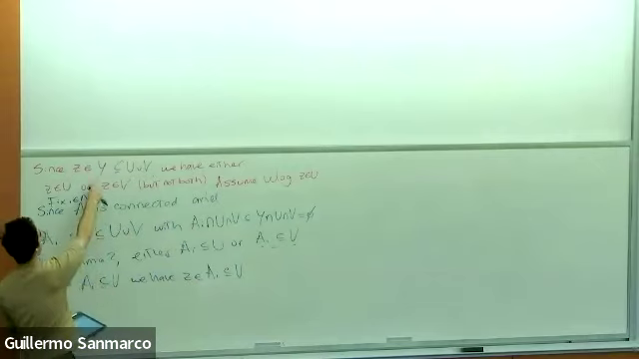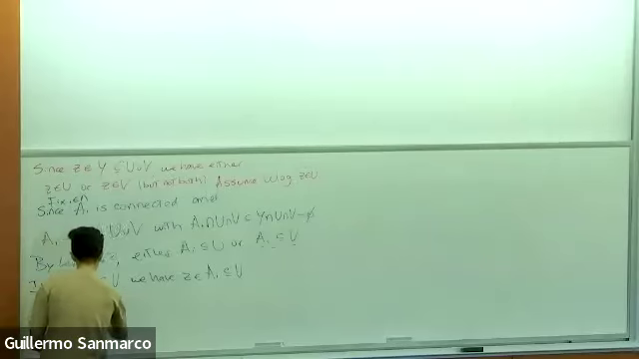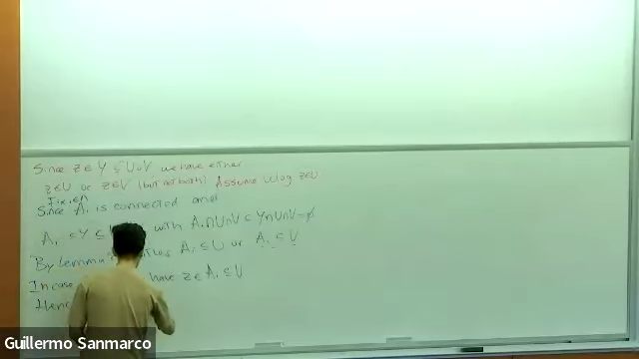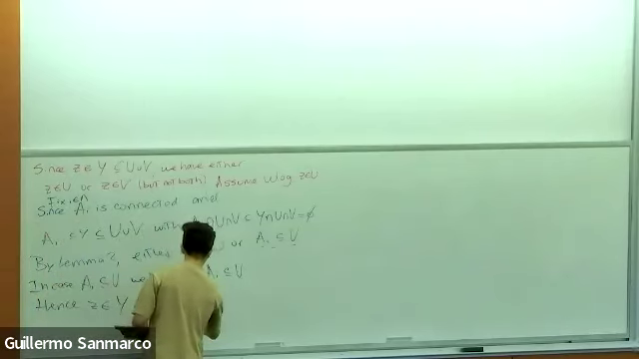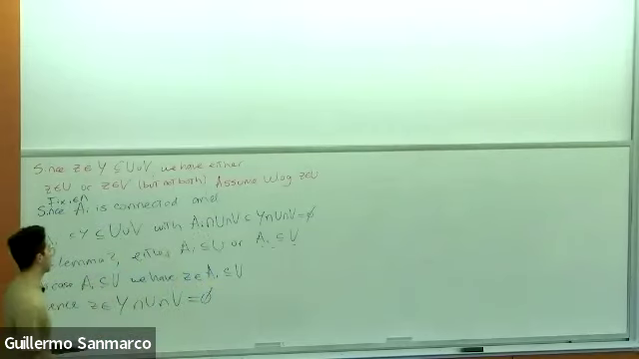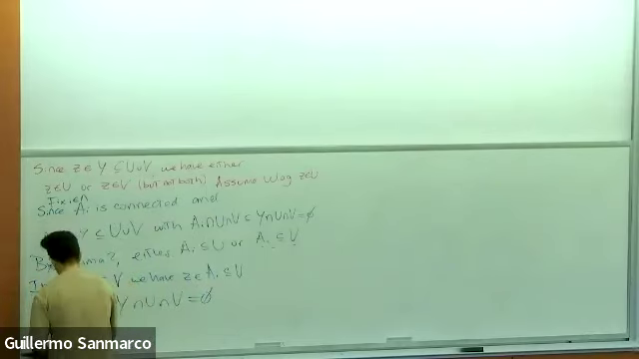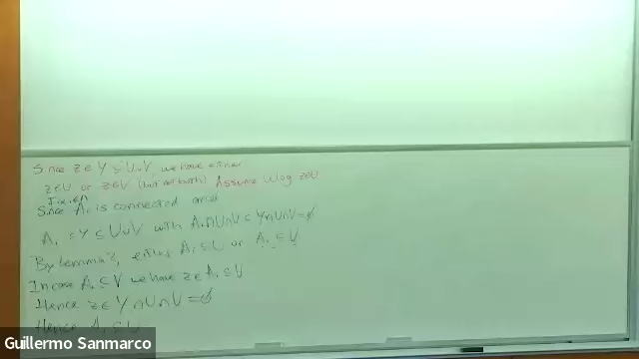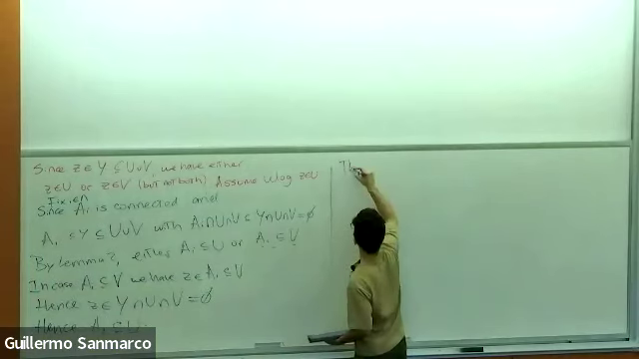So Z lives in Y, in U, and in V. Z is a point in the intersection of Y with U with V, which is empty. So this case is not possible. A_I can never be inside of V. So that means we need to have A_I inside of U, and that's for any I.